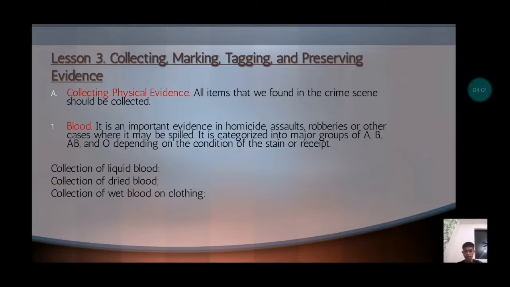So, number one is blood. So, it is an important evidence in homicide, assaults, robberies, or other cases where it may be spilled. It is categorized into the major groups of A, B, and O depending on the condition of the stain on receipt.